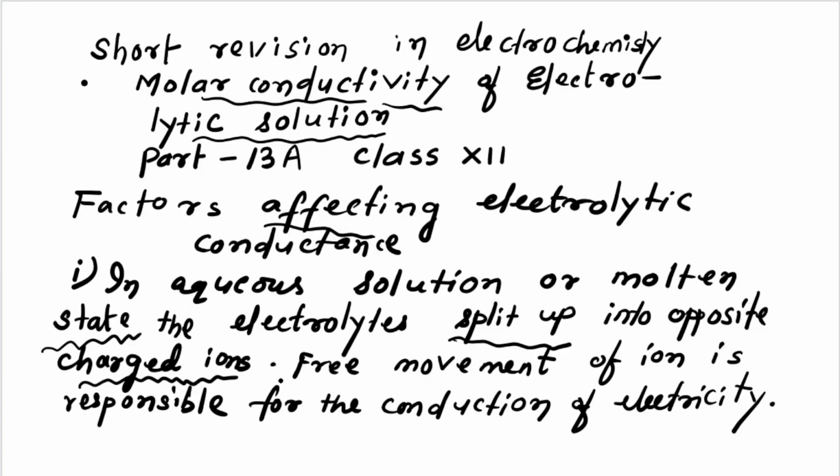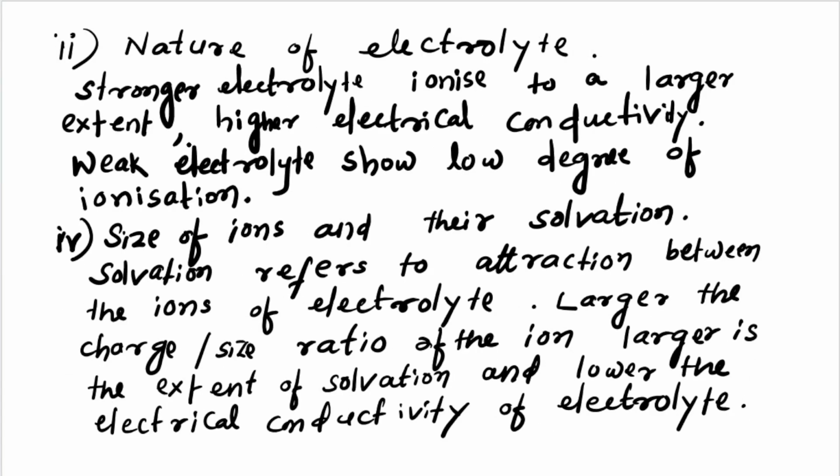Free movement of ions is responsible. These ions which are in the aqueous solution or molten state, their movement is free. Free movement of ions is responsible for the conduction of electricity. Conducting electricity, which is responsible? Movement of ions. And movement of ions means opposite ions are produced in aqueous solution stage or molten stage. Second, nature of electrolyte.